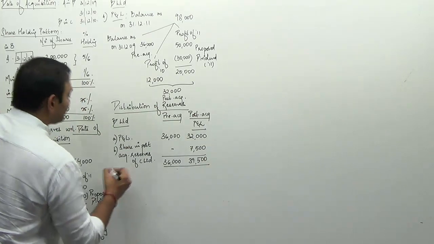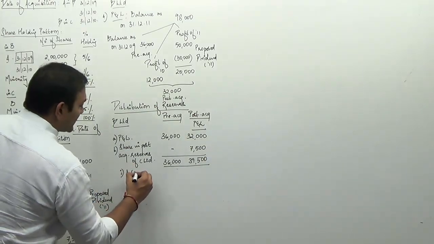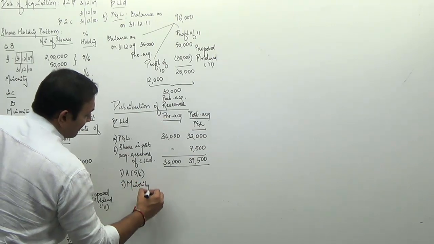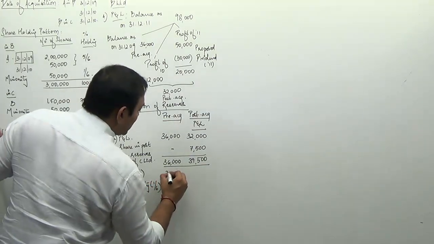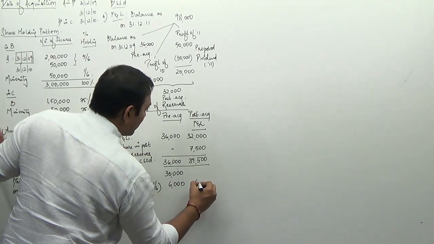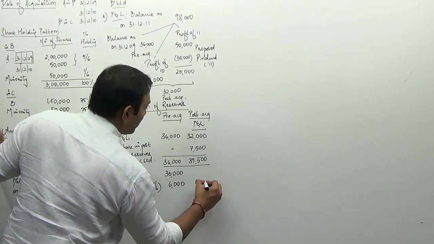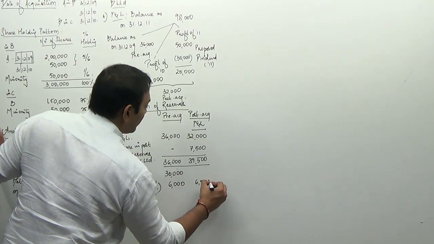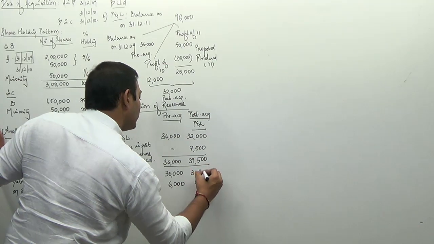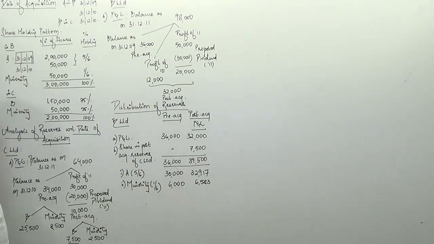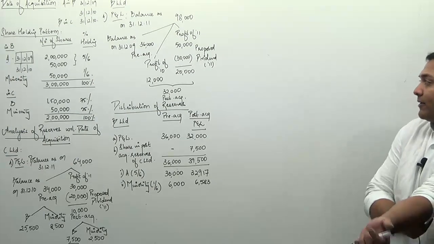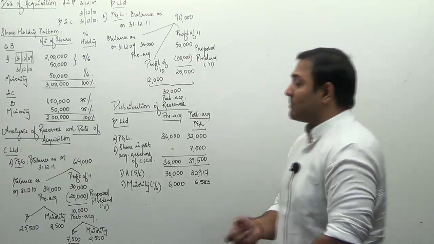Start distributing. Distribute to A as 5 by 6 and to minority as 1 by 6. This is 30,000 and 6,000. Do not forget we have to redistribute. There are multiple dates of acquisition. Redistribution becomes compulsory.